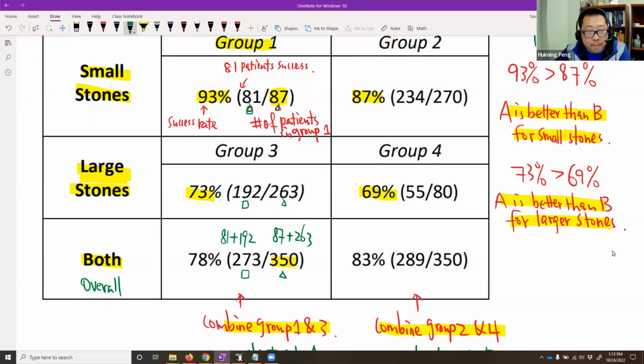Put it together, combine together. See, the overall success is 78%. I leave the same calculation for you.